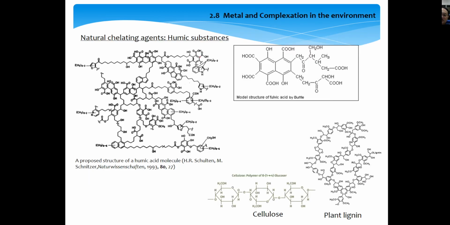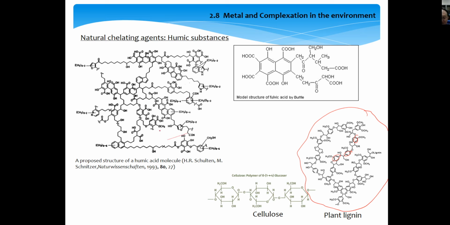So let's take a look at the structure of a humic acid molecule. It's a huge molecule. Just now I said it comes from plant material, right? So you can see here, this is a plant lignin, which you can find a lot in the skin of the plant or the tree. The structure is almost similar, but it's partially decomposed. Part of the aromatic ring is actually opened out.